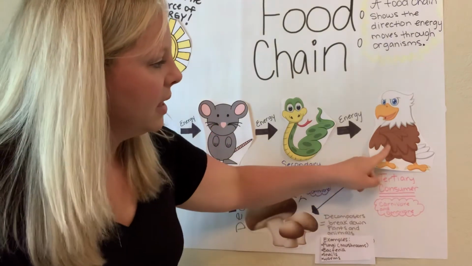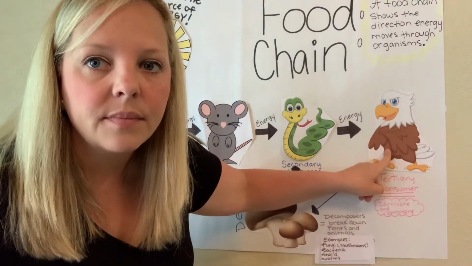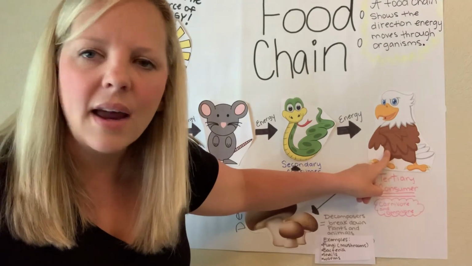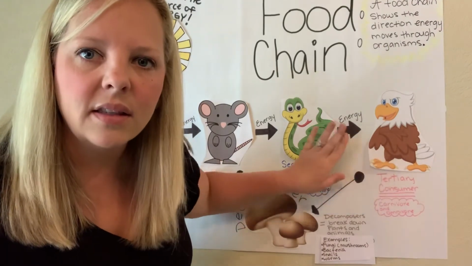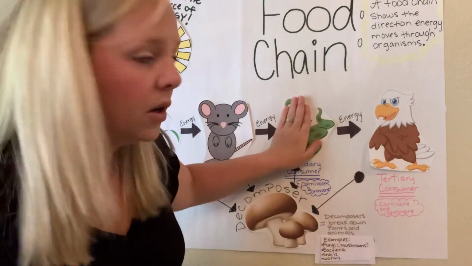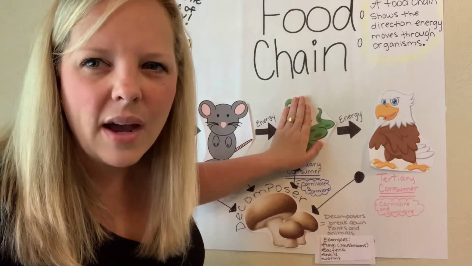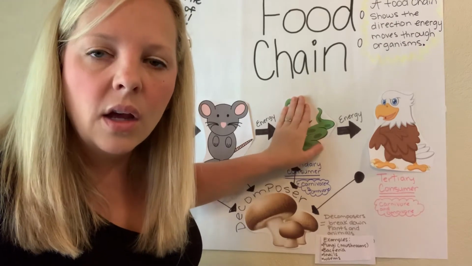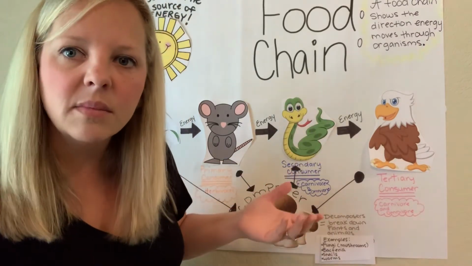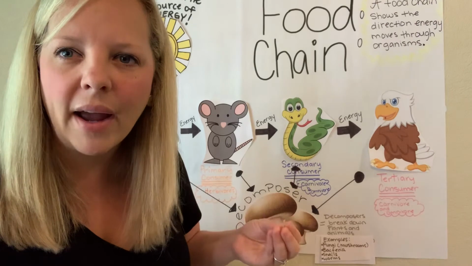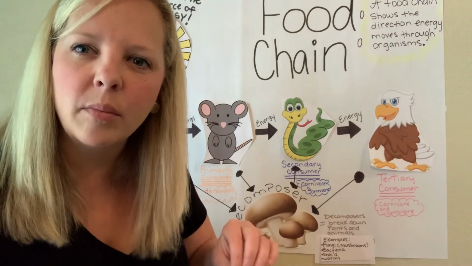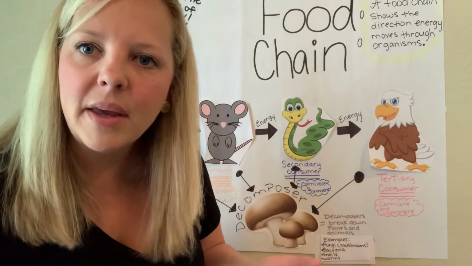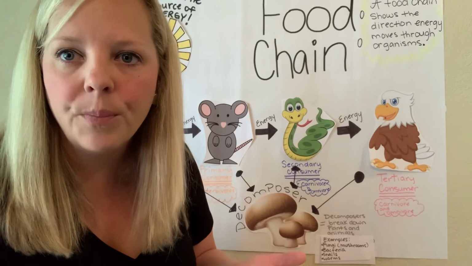What would happen to the eagle population? Well, the eagle now doesn't have anything to eat because the snakes are all gone. And so now the eagle population would start to decrease. So when we look at these organisms in a food chain, we see how vital and important each one plays the role in keeping the ecosystem stable.